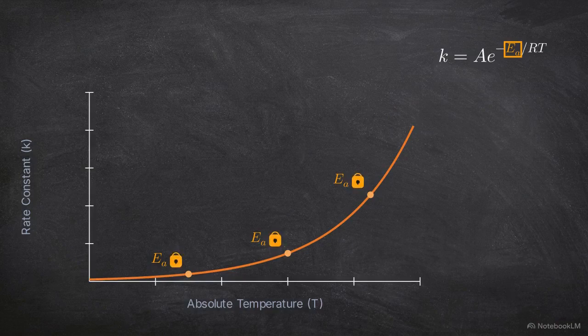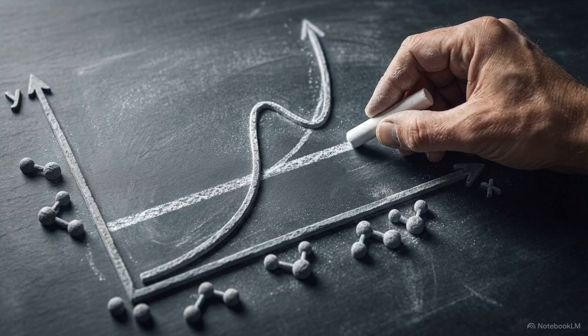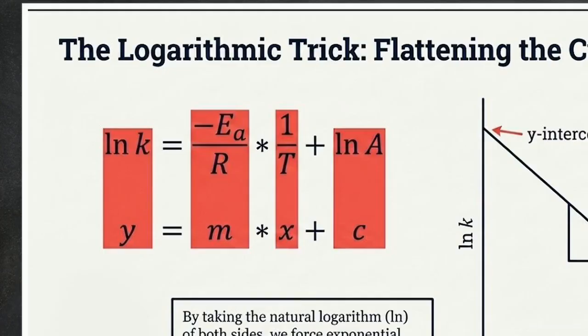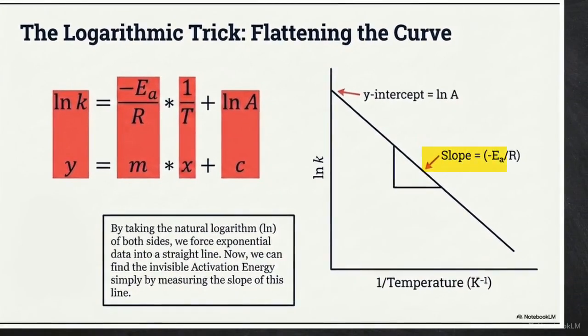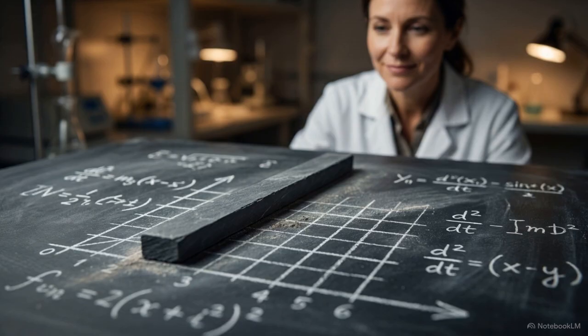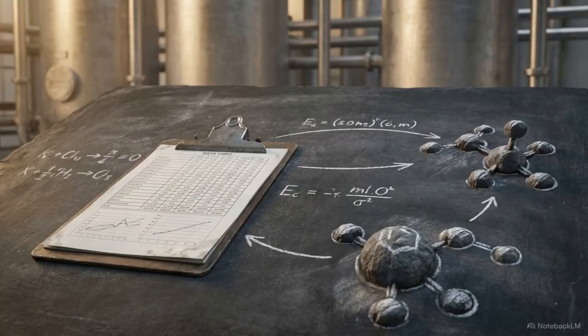To solve this, chemists take the natural logarithm of both sides of the equation. This operation reorganizes the variables into a linear format. The complex exponential relationship is converted into a straight line equation, y equals mx plus c. When plotted, the slope of this resulting line represents the negative activation energy divided by the gas constant. By transforming exponential data into a straight line, we can calculate the exact activation energy of a reaction simply by measuring the slope. We can apply this logic to a real-world case study.